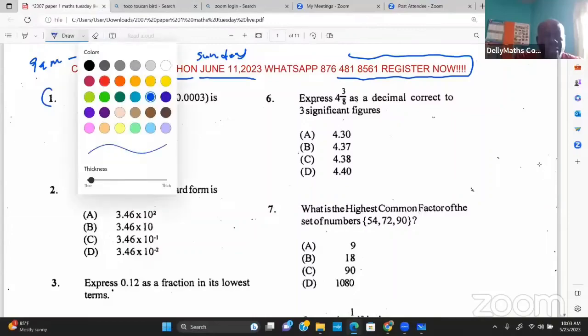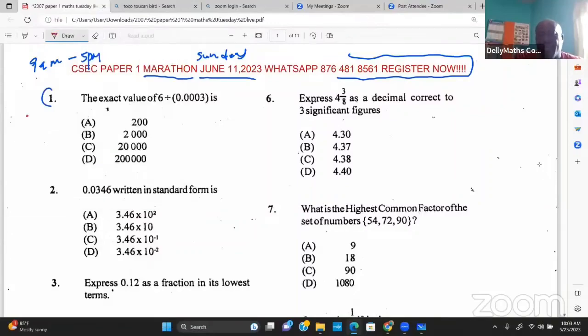So number one says the exact value of 6 divided by 0.003. What you want to do is to understand that this is what the setup is really like, right? You're dividing 6 by 0.003. But normally what we do is that we make sure that the denominator is a whole number. So that's going to be difficult to work with a decimal there. So you want to do what you have to do so it becomes a whole number.